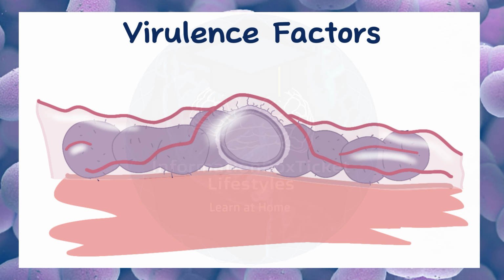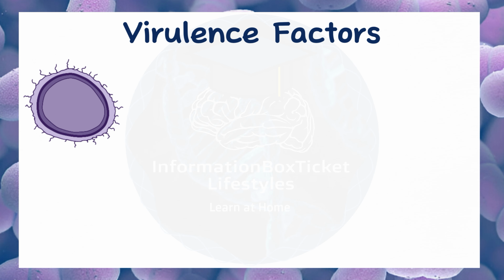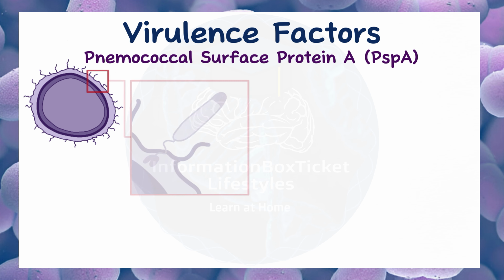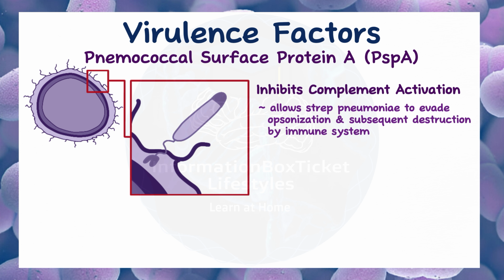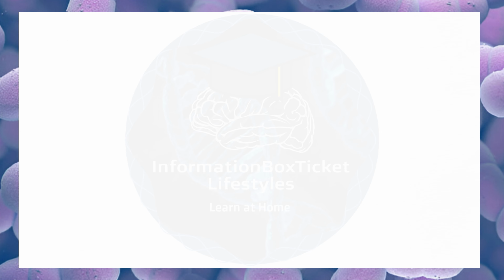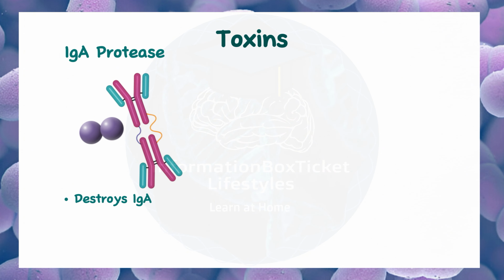them particularly sneaky. Another virulence factor is pneumococcal surface protein A, PspA, which inhibits complement activation. This allows Strep pneumoniae to evade opsonization and subsequent destruction by the immune system. As if that weren't enough, Strep pneumoniae also produces toxins, with the most important being IgA protease. IgA protease destroys immunoglobulin A, IgA, which normally binds to invading bacteria, allowing neutrophils to destroy them. This is akin to a computer virus disabling antivirus software.